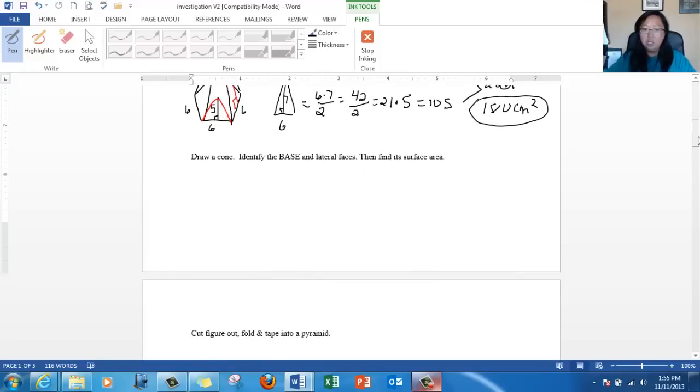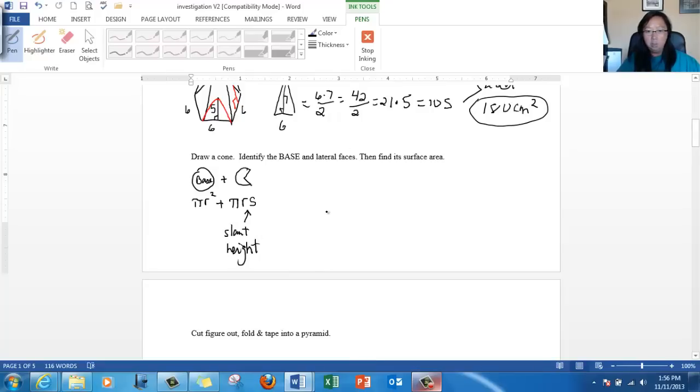Last is the cone. The cone only has 2 parts. It has a circle, and it has Pac-Man. 2 faces to do. This is called the base. We know this is pi r squared. This one I have to give you. Pi r s, and s stands for slant height. In this here, you have a slant height of 13. And your circle has a radius of 9.